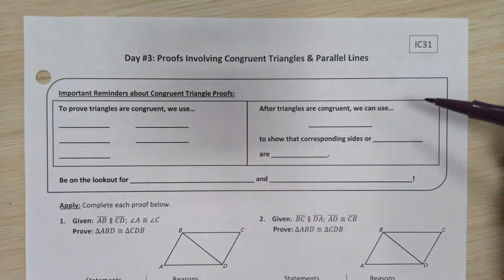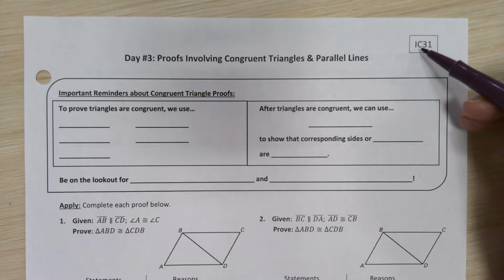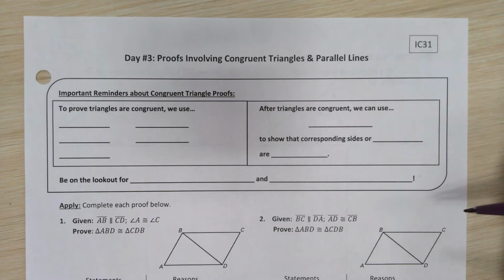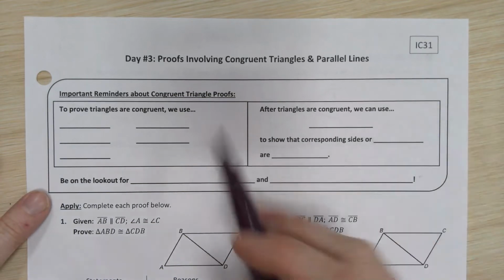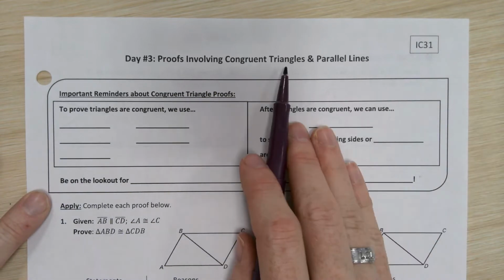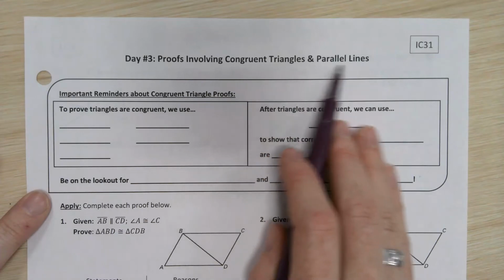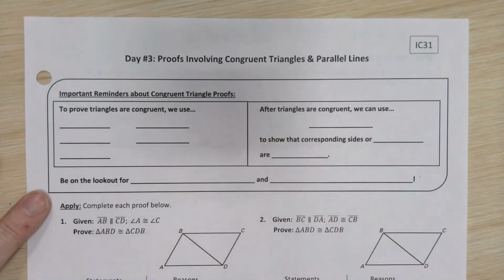For today's lesson, we're going to be combining two of the things that we've learned about previously in geometry. You will need your in-class 31 to follow along, and we are going to be writing two kinds of proofs today that actually go back to standard 5 and congruent triangles, but combine that information with our parallel line information from standard 6 and now standard 7.